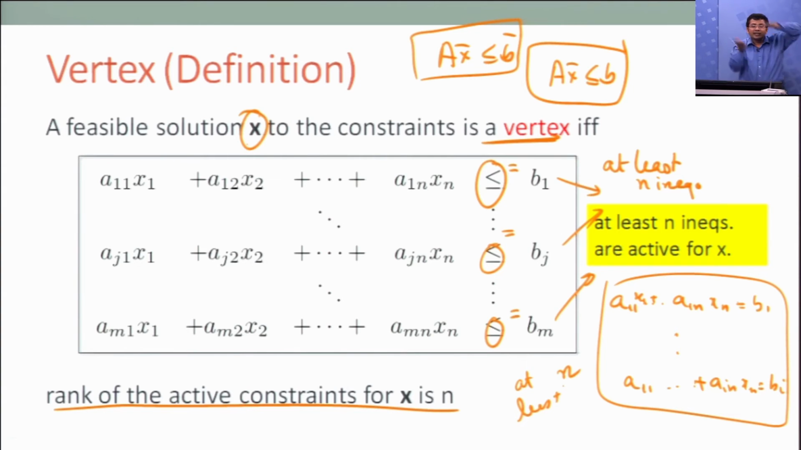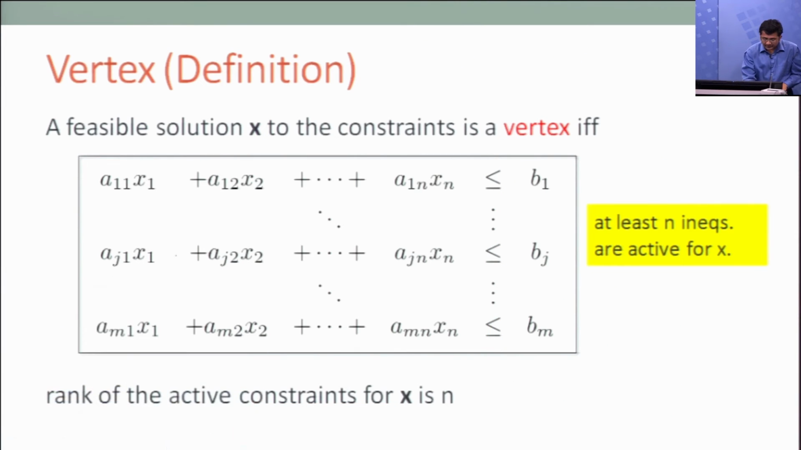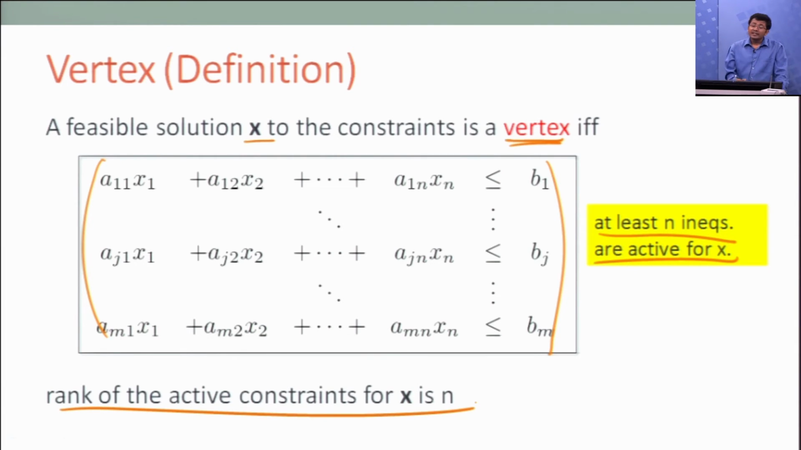Which means you don't have the cases where two things are parallel to each other. And this is of great importance. So let me repeat the definition of a vertex. A vertex is a feasible solution X to the constraints Ax less than or equal to b, and it activates at least n constraints: at least n inequalities become active for X, and the rank of these inequalities activated by X equals n. Very important. You need to understand all parts of the definition: at least n inequalities are active, and the rank of the active constraints is n. You don't have to repeat it, it's the same thing actually.